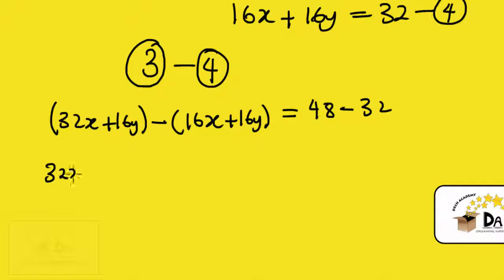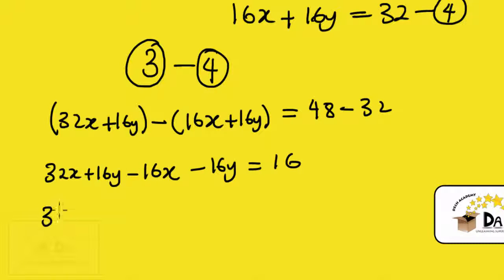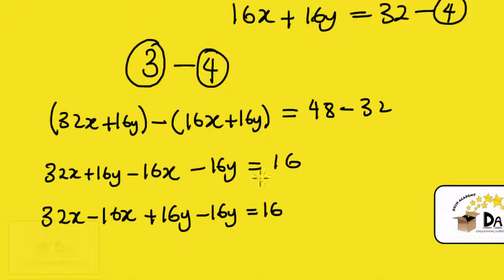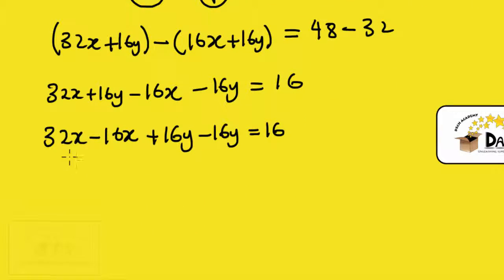Dropping the brackets gives 32x plus 16y, minus times 16x is minus 16x, minus times plus 16y is minus 16y. 48 minus 32 is 16. So rearranging to bring the like terms together on this side, simplifying 32x minus 16x is 16x. 16y minus 16y is 0, so there's no need to write that. So 16x equals 16, so we have x equals 1 when you divide through by 16. So we now know what x is.